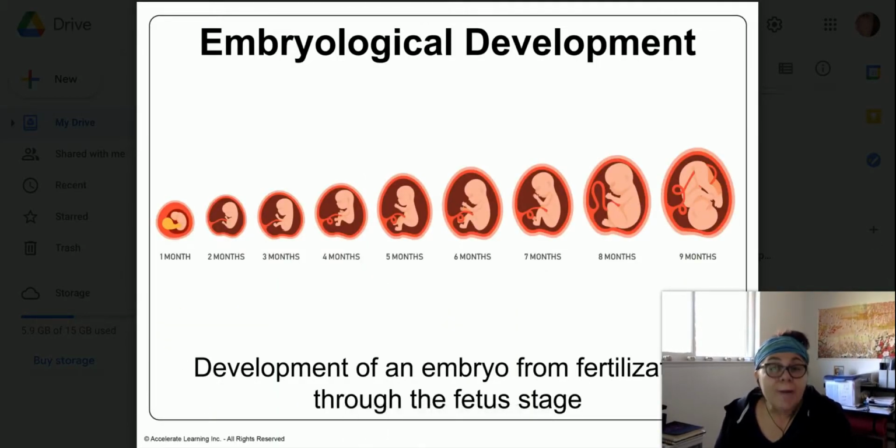The next word is embryological development. And this is how we develop from an embryo, from fertilization to becoming a fetus. Okay? And so once we're born, we're no longer an embryo, right? At the end of the 9 months, when that baby comes out, we are no longer an embryo. But when we are inside the mom and we are growing so that we can come outside, we are considered an embryo. And this is the development and how we get bigger and bigger inside.